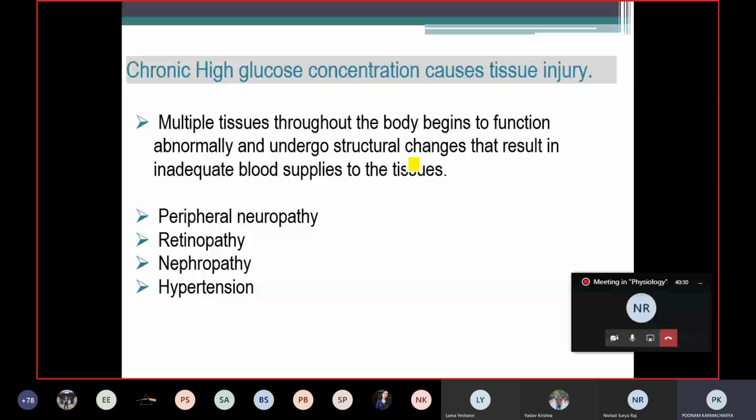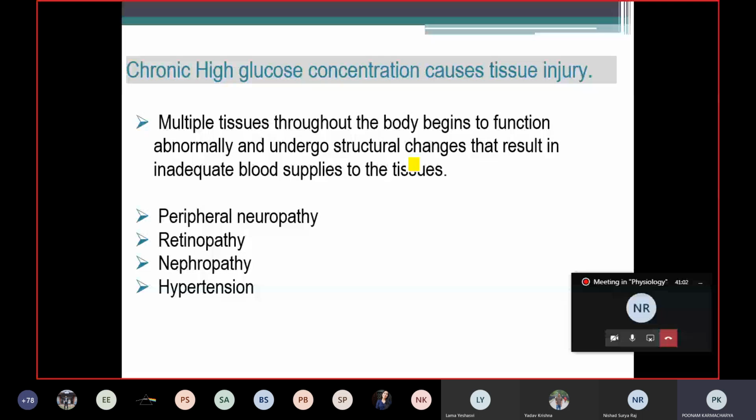They will be unaware of poorly fitting shoes, or unaware of some kind of injuries, and these can ultimately cause foot ulceration. So in people who have high blood glucose concentration, foot ulceration can become a very serious threat because of the sensory loss, or because of the peripheral neuropathy, right?